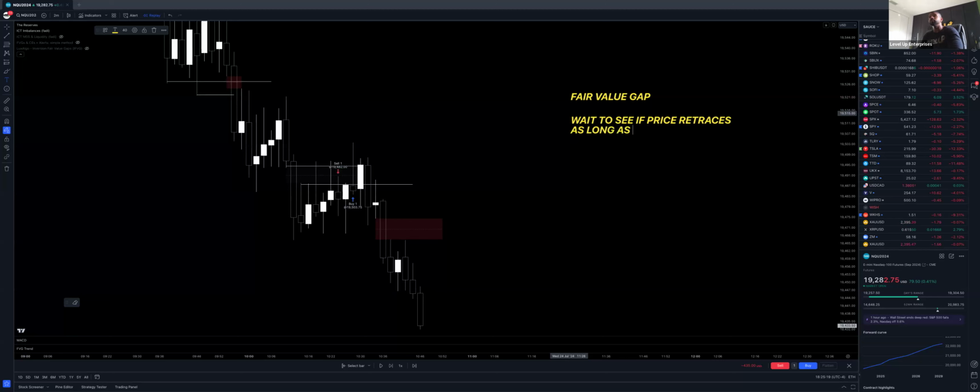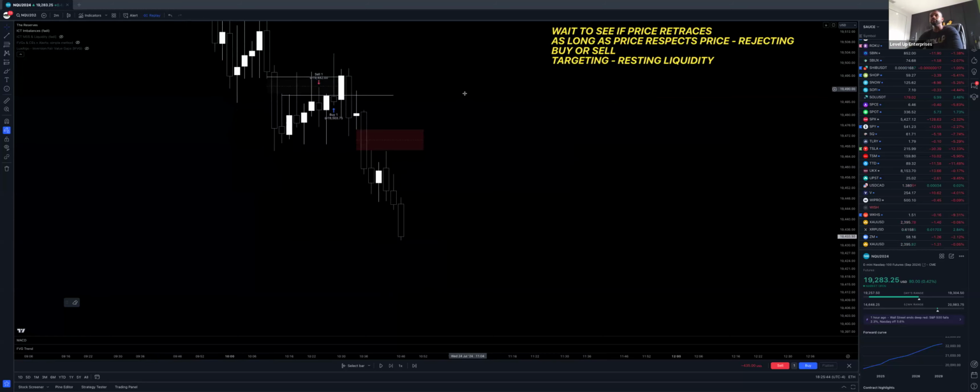As long as price respects price, hence rejecting, right? That is an opportunity for a buy or sell. What are you targeting? Resting liquidity. It could be the last swing point. It could be a PD array from a higher time frame. But those are ways that we're able to trade just using fair value gaps.